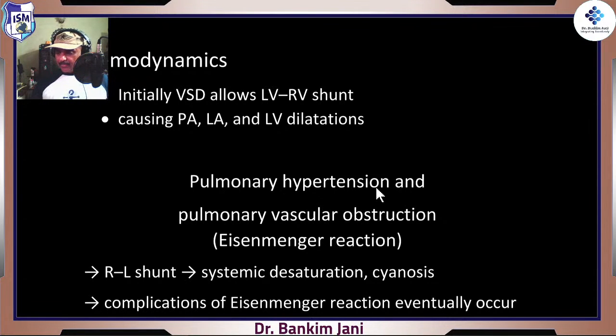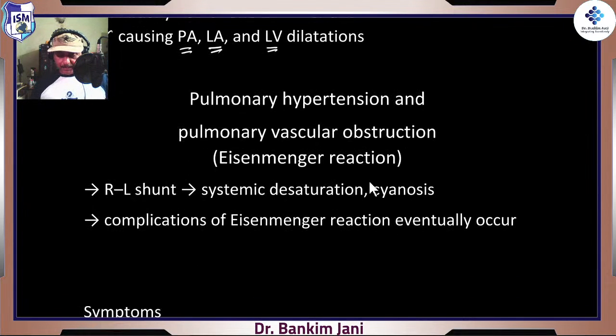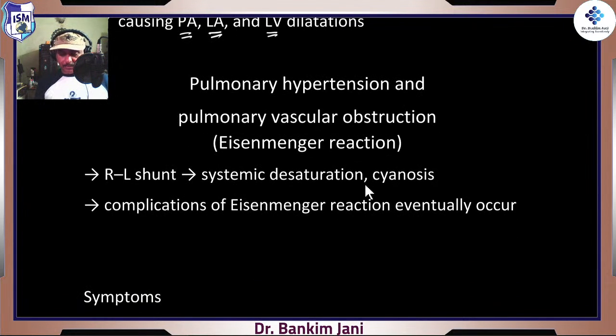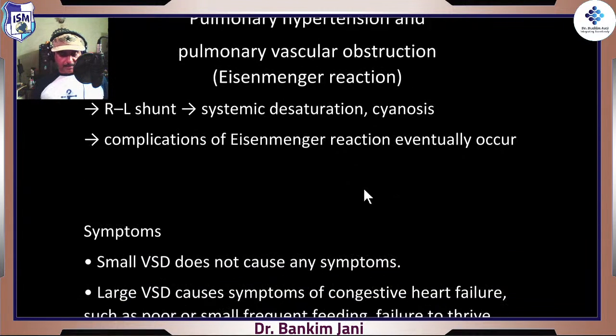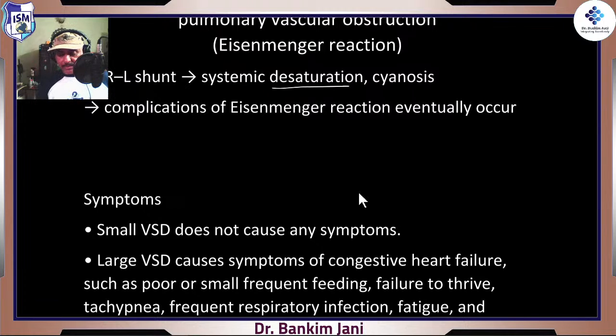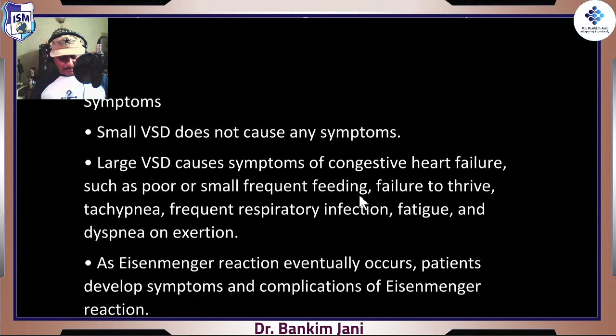Regarding the hemodynamics, now it is pretty easy. Initially, VSD allows left to right shunt, left ventricle to right ventricle, causing pulmonary artery, left atrium, and left ventricle dilatation. Then the pulmonary hypertension and pulmonary vascular obstruction, right? That's the Eisenmenger reaction, and right to left shunt, systemic desaturation leads to cyanosis, and then all the complications of Eisenmenger reaction eventually start.